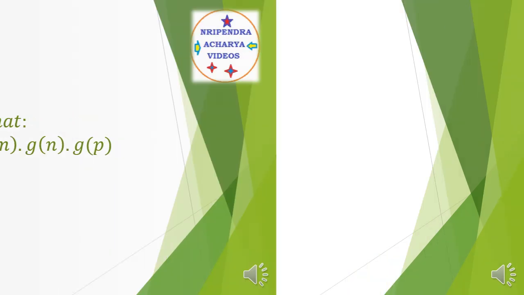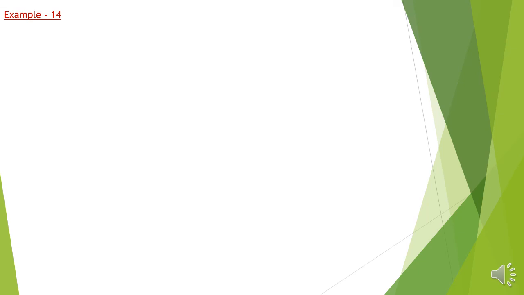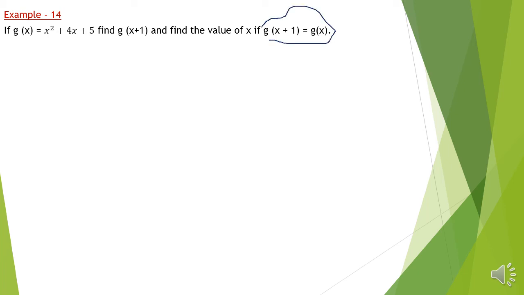Next slide, example 14. Now here we have to find the value of x by using this given condition. For this purpose we have to find the functional value of function g at x + 1, meaning our input will be x + 1. Now let's see. It's given g(x) is equal to x² + 4x + 5. Our input must be x + 1.